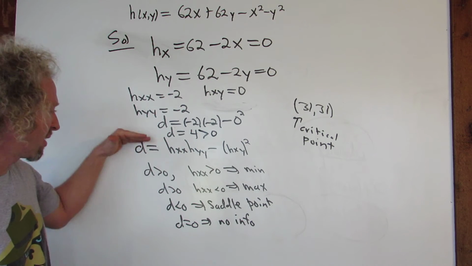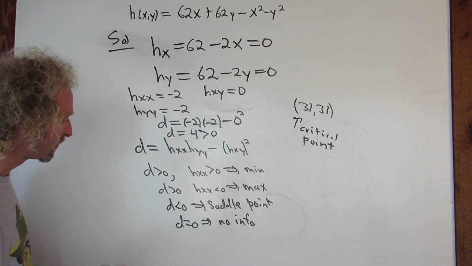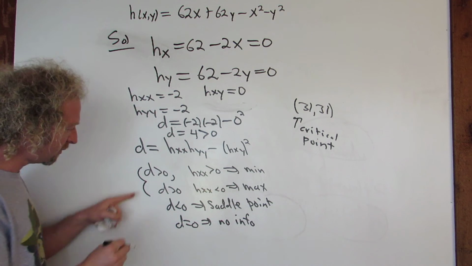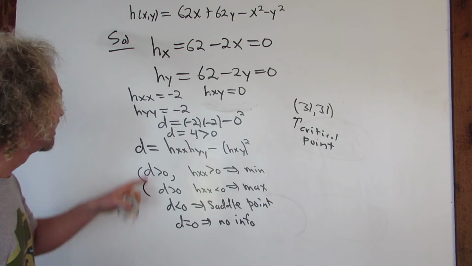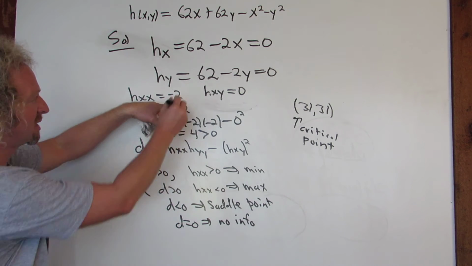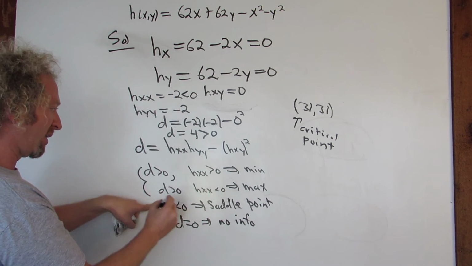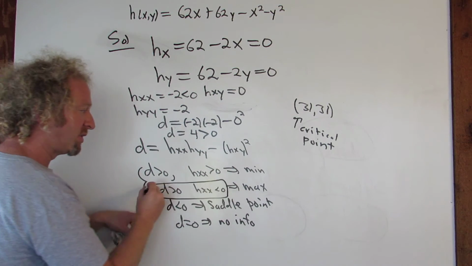And so now we just have to check which one of these it's going to be. So here, it's going to be one of these two. So now we just need to check out the sign of h xx. So in this case, h xx is less than 0. So it looks like we're in this case here. And so we have a max.